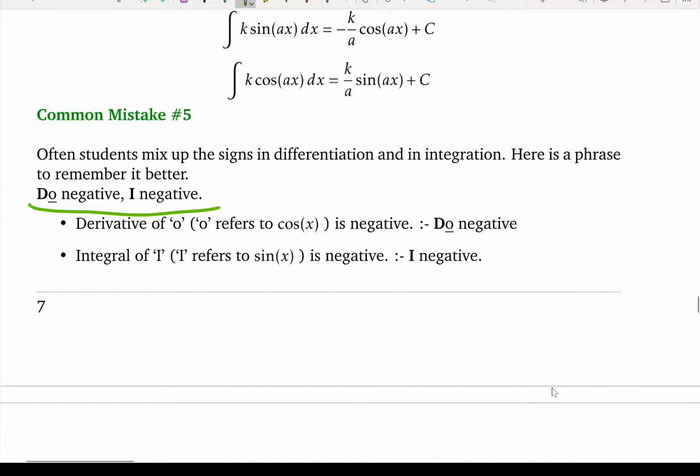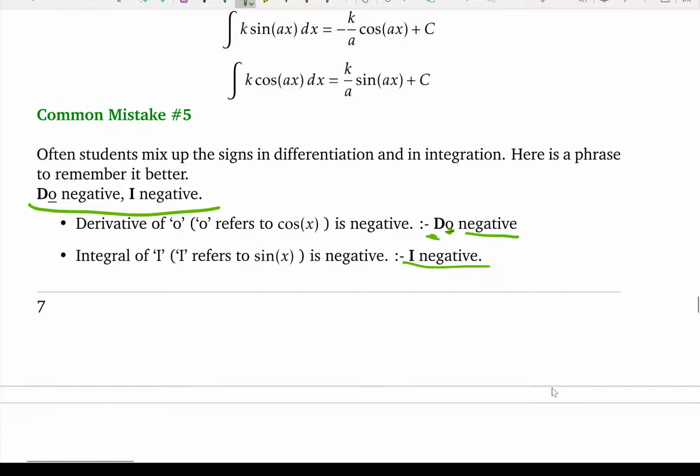Do negative means D stands for differentiation, and O stands for O. So sine and cosine, which one has an O? Cosine, right? So if you differentiate cosine, you get negative. Do negative. I negative means, of course, I is integration, but not only that.